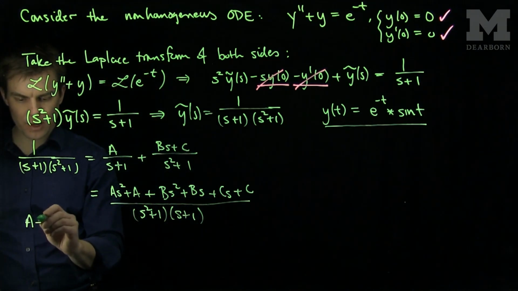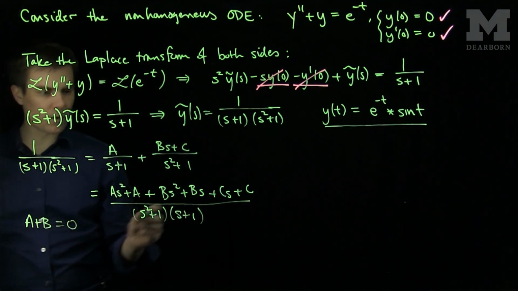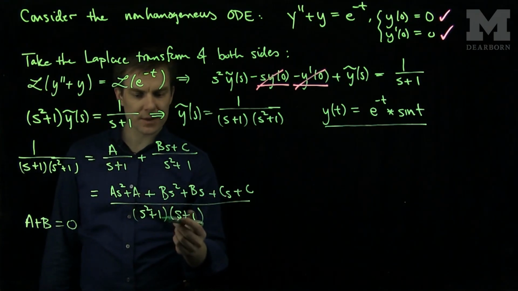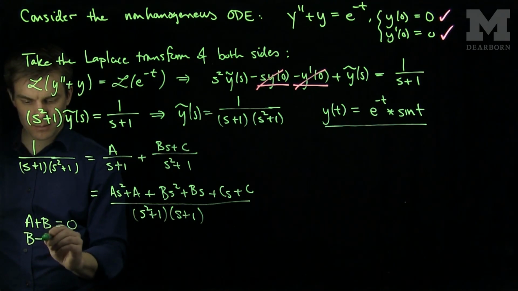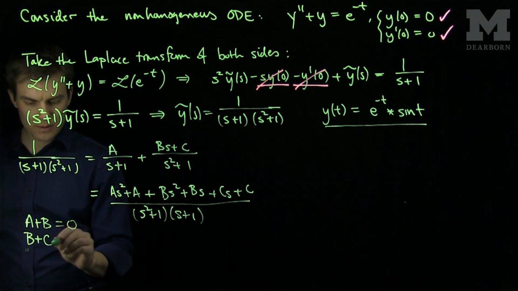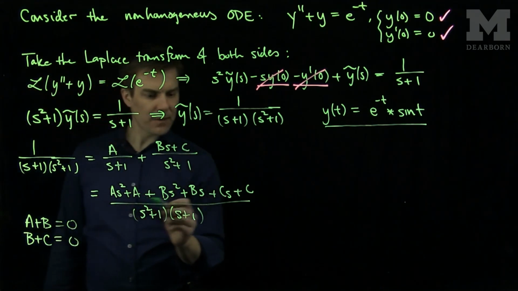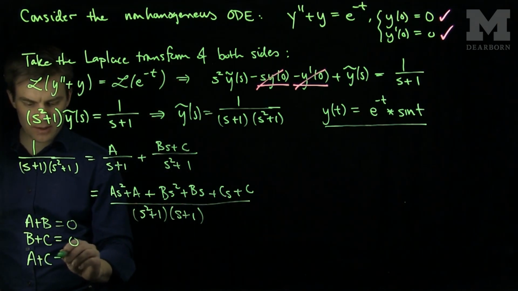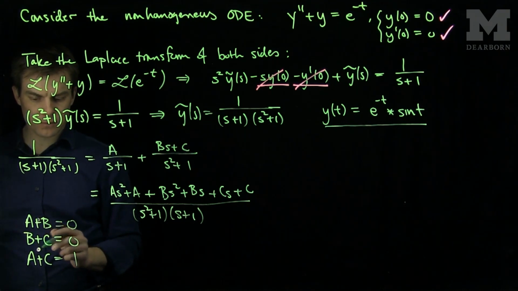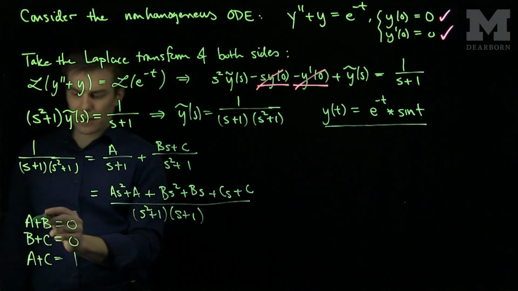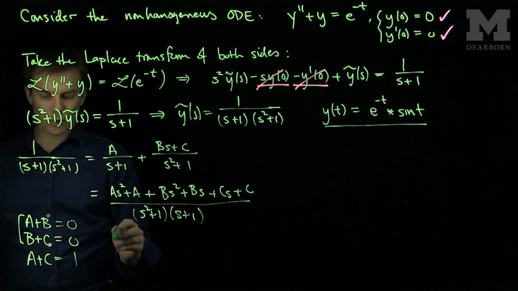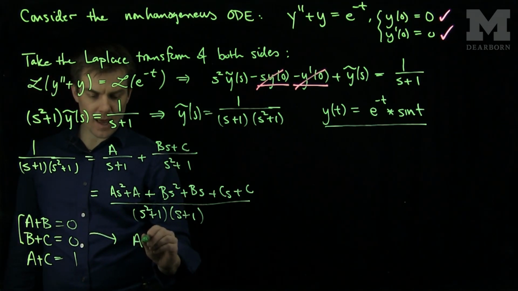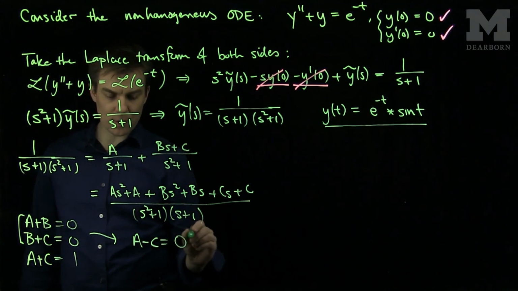So a plus b must be 0. I see that b plus c is the coefficient of s, and that must be 0. So b plus c must be equal to 0. And finally, a plus c must be equal to 1. So we can take the first two equations and subtract them. That will tell me that a minus c is equal to 0.